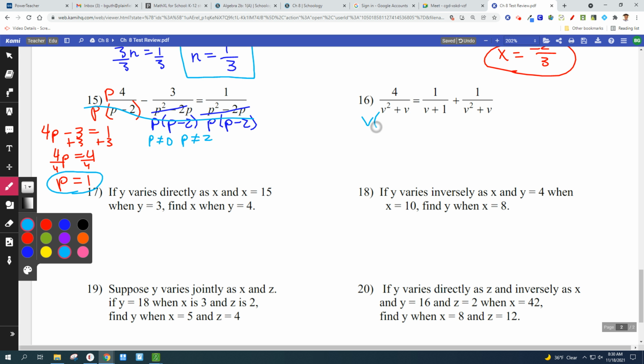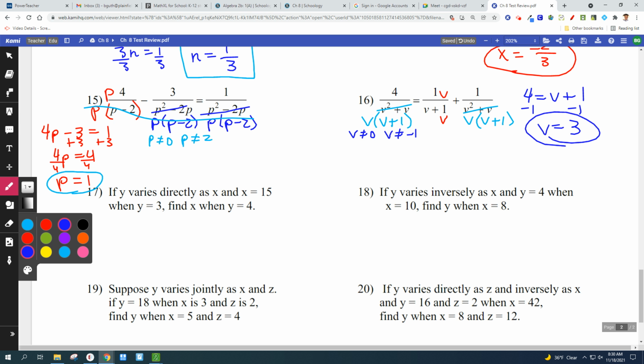Next problem looks very similar. I've got a GCF of v. Take that out, it's v plus 1. v, take that out, v plus 1. So once you see that, you can say, well, the one in the middle wants a v. And now we're rolling. Okay, so the bottom cancels itself out. 4 equals v plus 1. Subtract that over. v equals 3. Is 3 allowed to be an answer? Well, v can't equal 0, and v can't equal negative 1, so v equals 3 is fine.